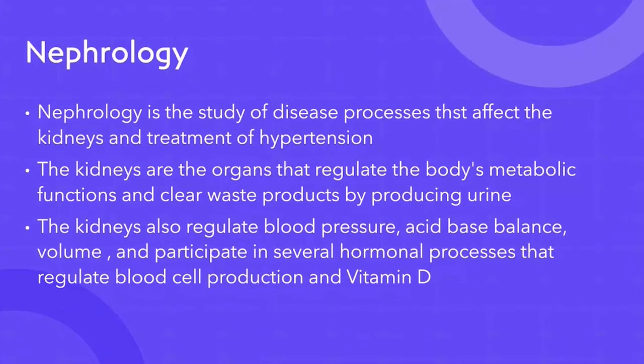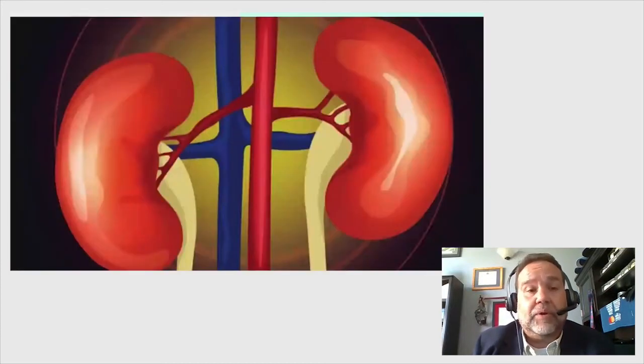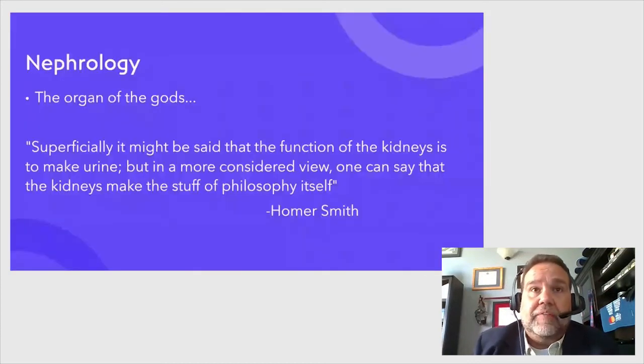Just briefly, the kidneys are organs that regulate the body's metabolic functions and clear waste products by producing urine. The kidneys also do a number of metabolic processes. They regulate blood pressure, the acid-base balance in the body, the volume of the body, and they participate in several hormonal interactions, including those of vitamin D metabolism, and they help to stimulate our bone marrow to produce red blood cells.